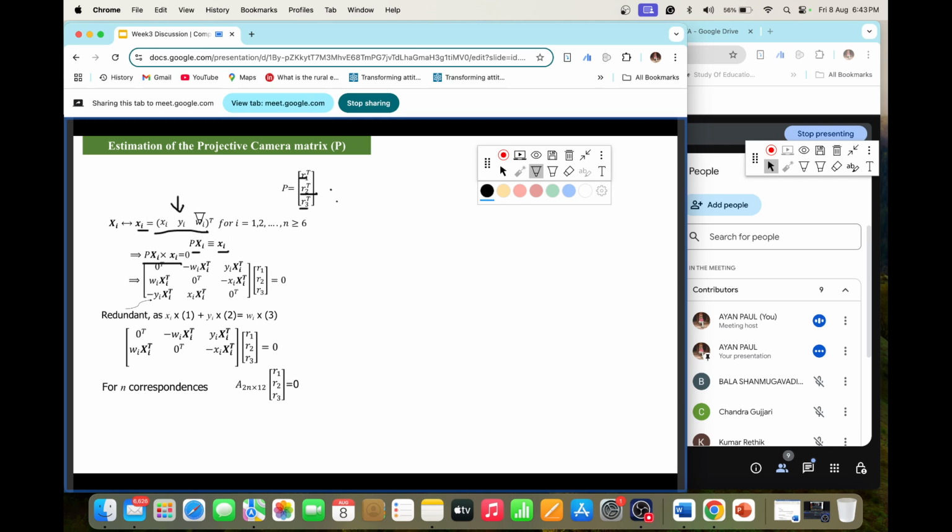wi is nothing but for scaling, because we know the image point is a 2D coordinate, but wi is for scaling. That is why it has been written. Okay, so this is the thing. If we multiply it, we will be getting this. This is how we can multiply it. You can just go and check after the class.